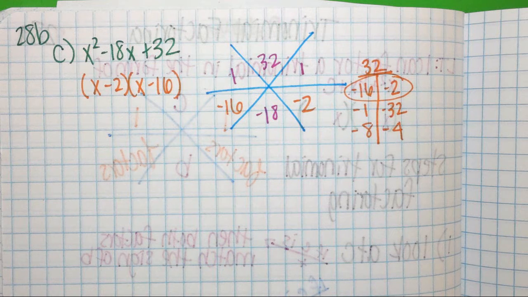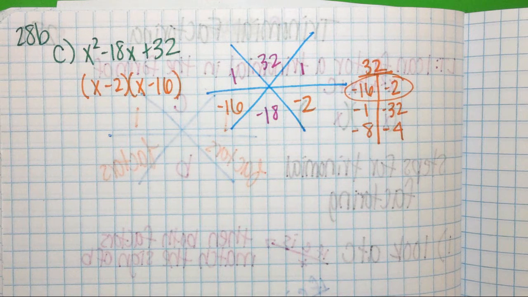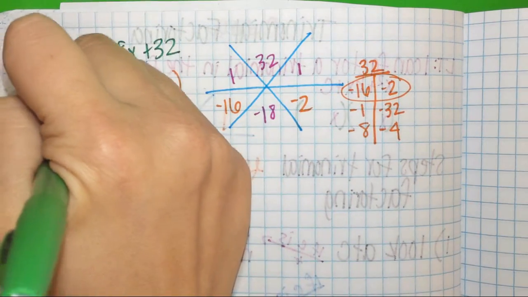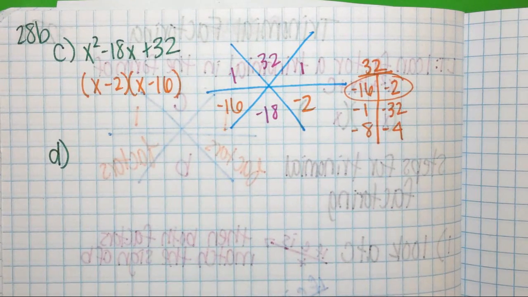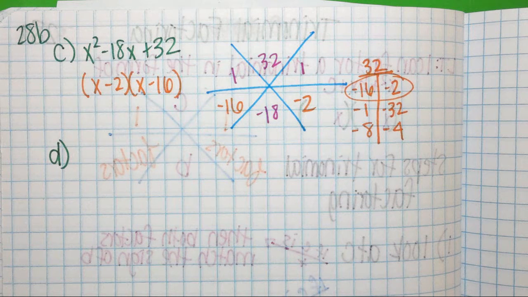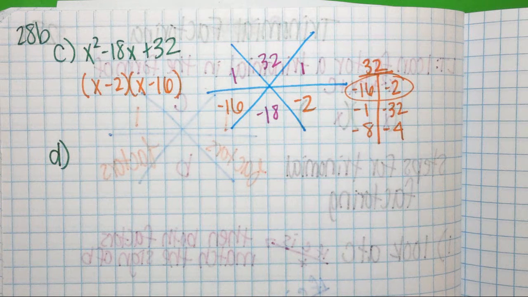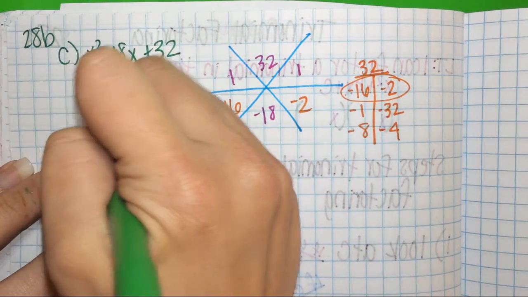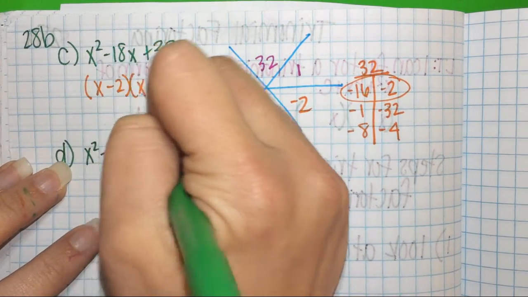I feel like we need to try another one. What do y'all think? Alright, x squared minus 10x plus 24.